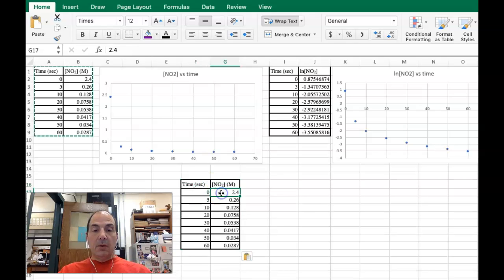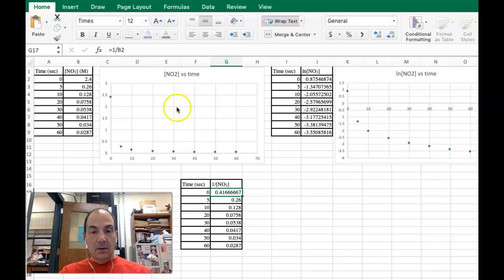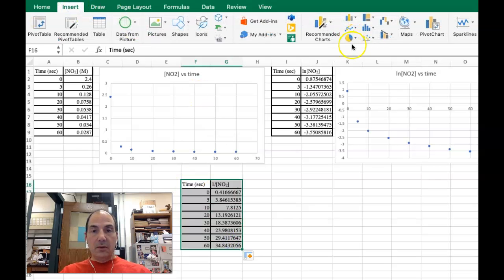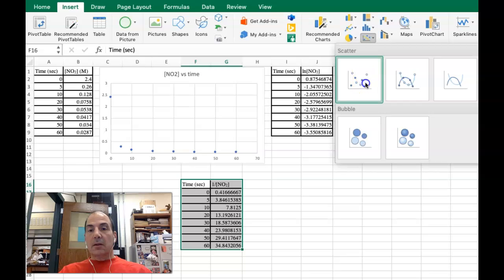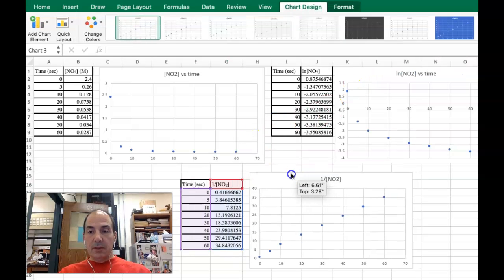Okay, so now I want to do 1 over concentration. So this equals 1 over the concentration. I'm going to drag that down, do that, boom. All right, highlight, insert. Now that does look pretty reasonably linear, okay?